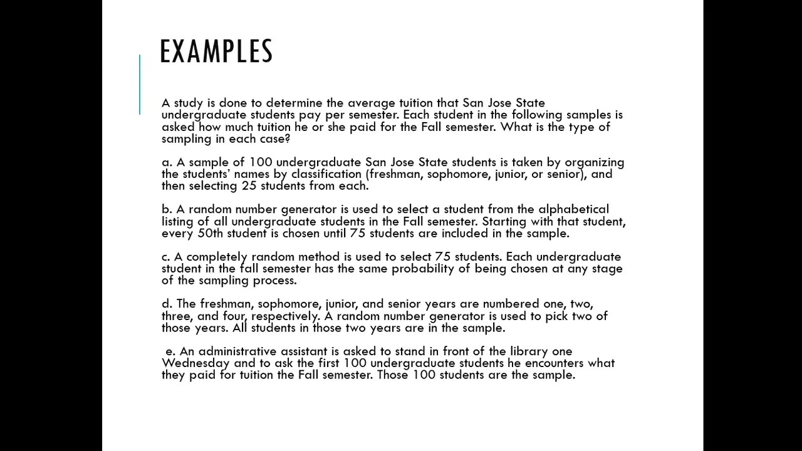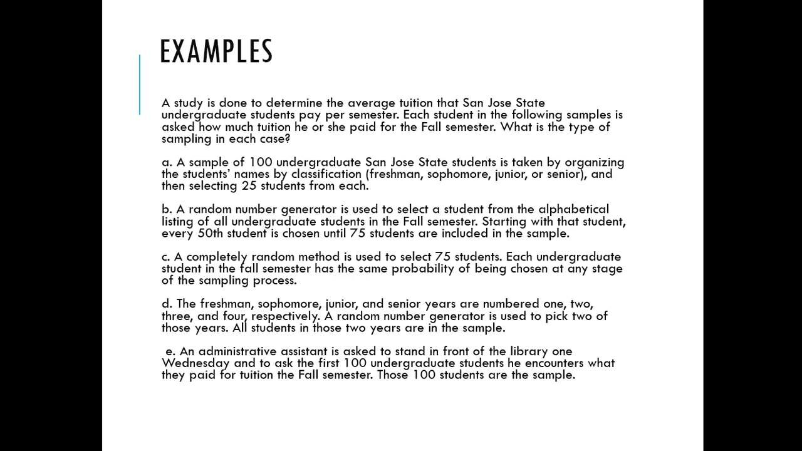B, a random number generator is used to select a student from an alphabetical listing of all undergraduate students. Starting with that student, every 50th student is chosen until 75 students are in the sample. While they did put a random number generator in there, the minute they talked about every 50th student, we know that's systematic sampling, because we're systematically taking every 50th student.